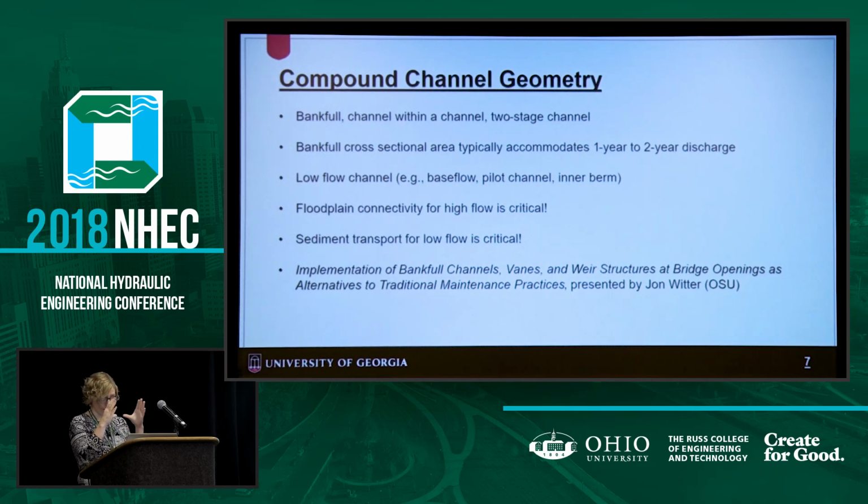Within the bankfull, you might actually find another level of compound channel. It would be a low flow channel. This would be maybe a base flow channel. It's called a pilot channel. And my favorite term for this is the inner berm.